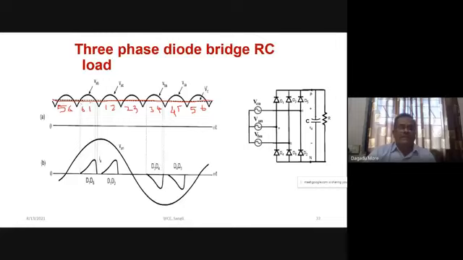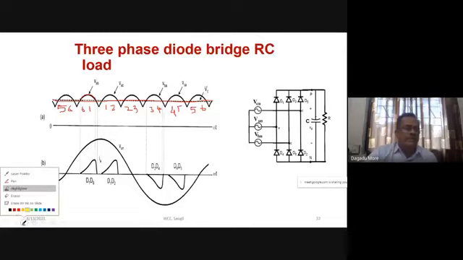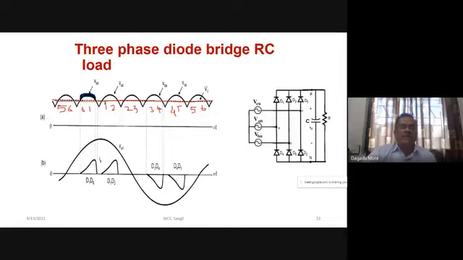Here we have seen which devices are conducting: D1 and D6. But they will conduct only when our instantaneous voltage is higher than the capacitor voltage. So D1 and D6 will conduct only when the instantaneous voltage is higher. In this period, D1 and D6 will conduct. In this period, D1 and D2 will conduct. Here D2 and D3. Similarly here D3 and D4. Here D4 and D5.